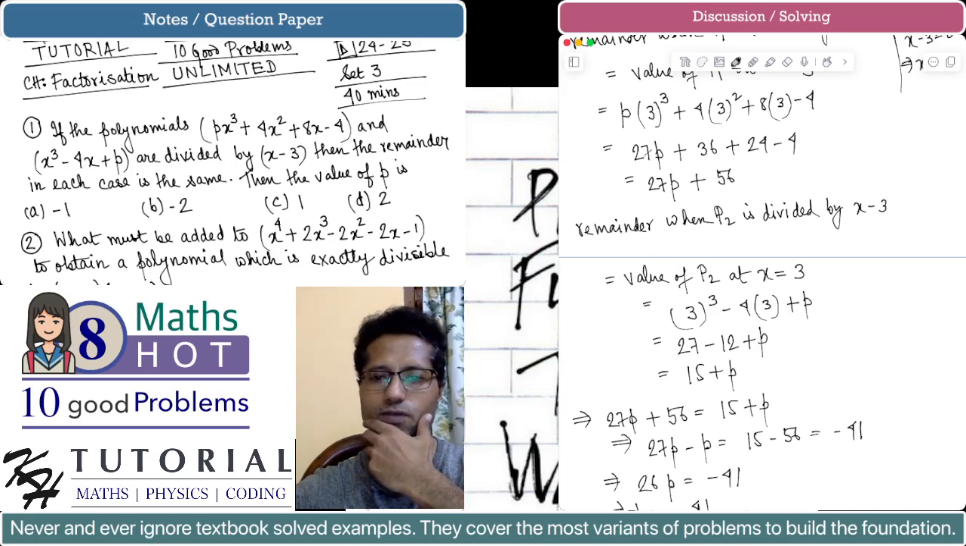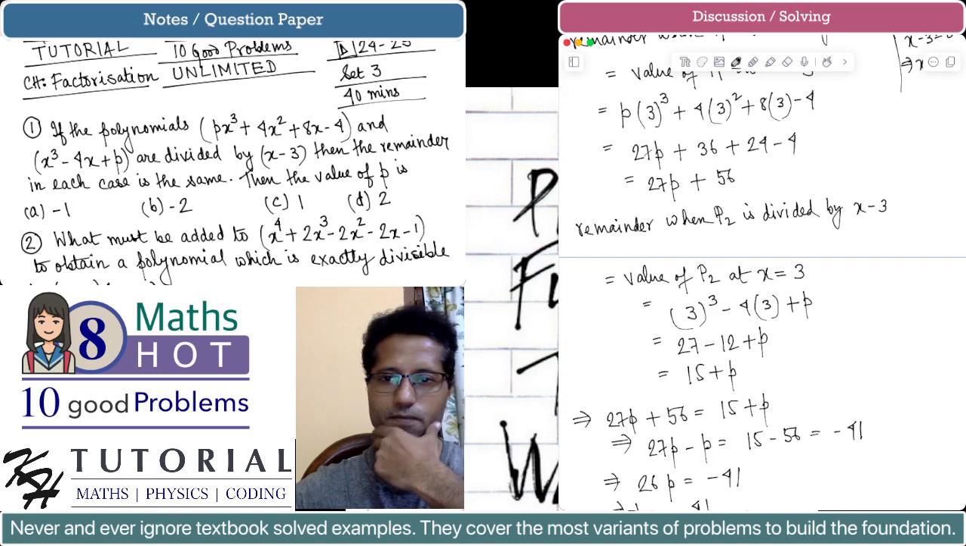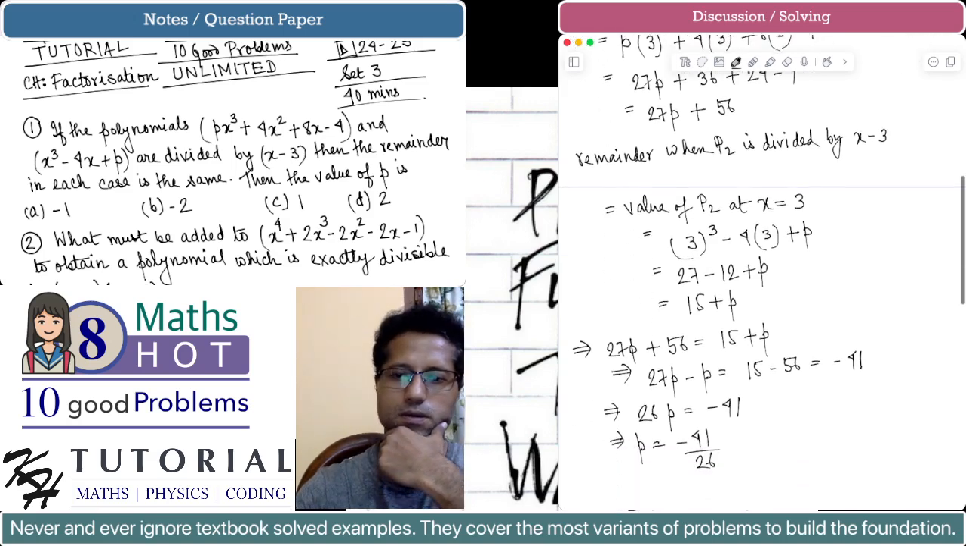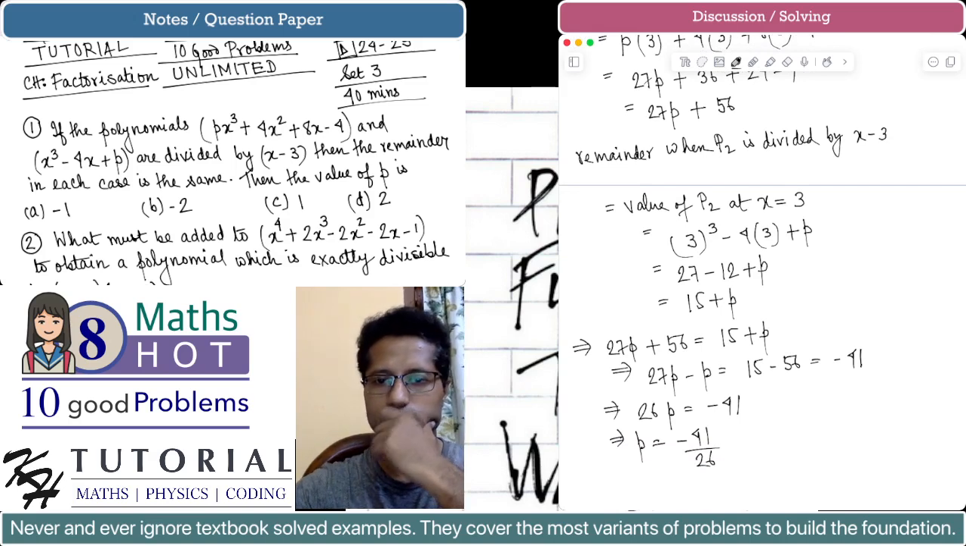and we have 27 minus 12 plus p, which is equal to 15 plus p. So we have 27p plus 56 is equal to 15 plus p, and hence we get 27p minus p equals 15 minus 56, which is minus 41.